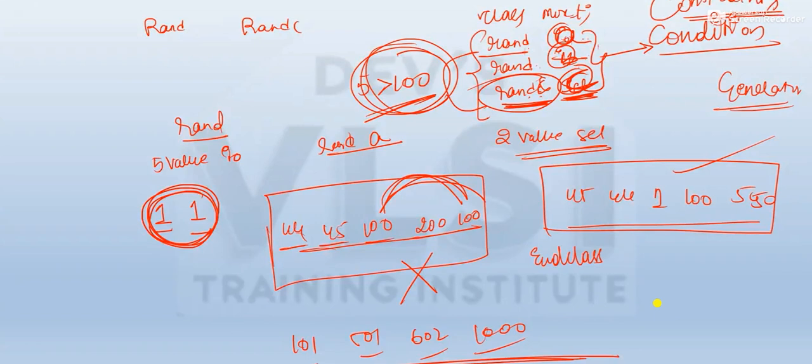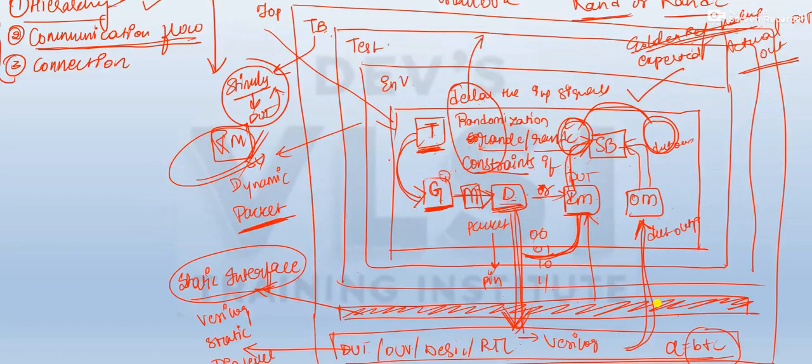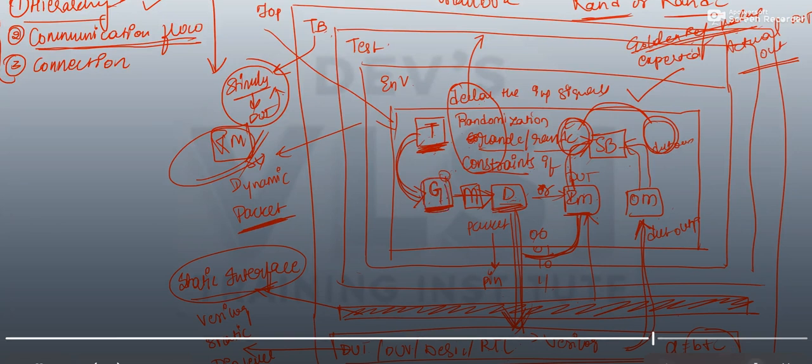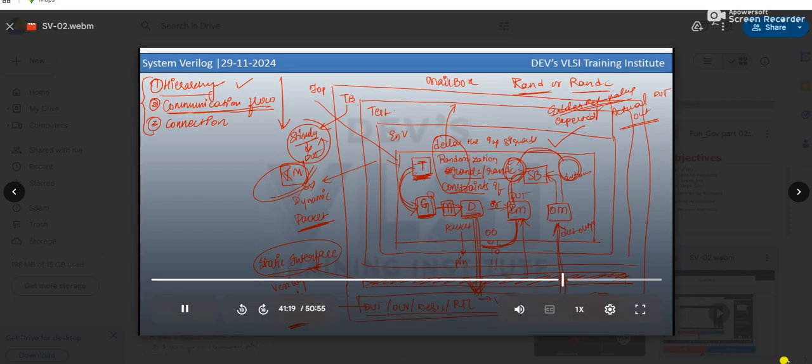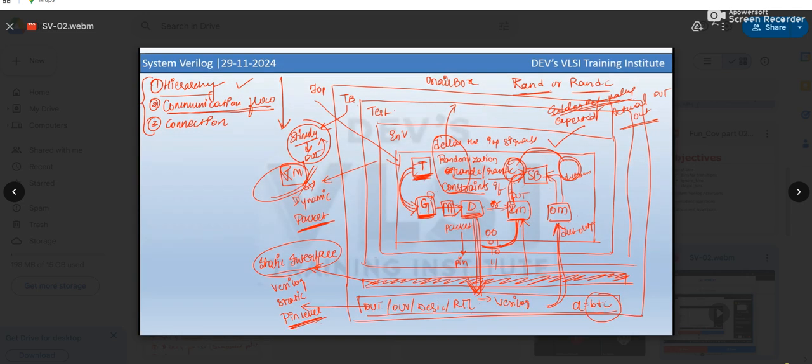Constraints. So that's why I told you this is again a separate topic. All this we are actually writing in the transaction. After that we'll come to the generator. In the generator, the transaction file will get randomized, and here only the generation of the stimulus will happen. From here, the stimulus will go to the driver via mailbox.